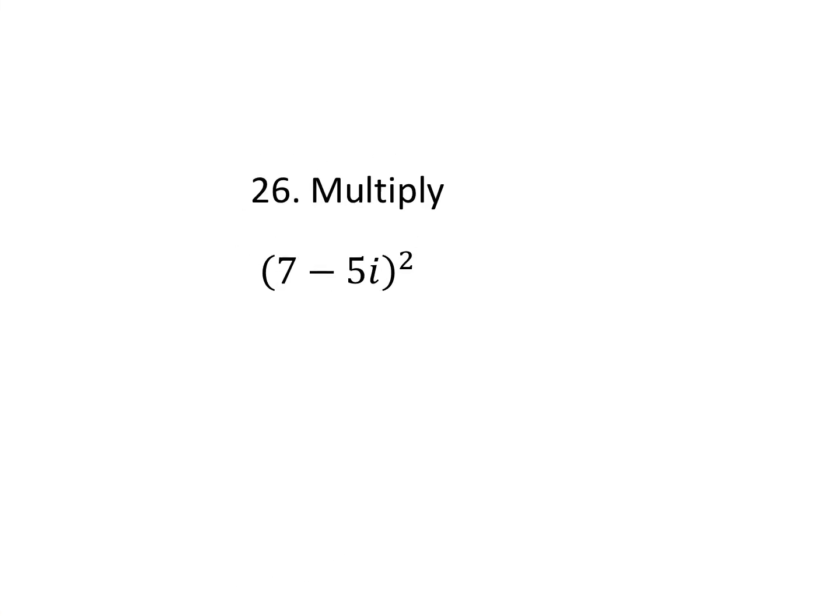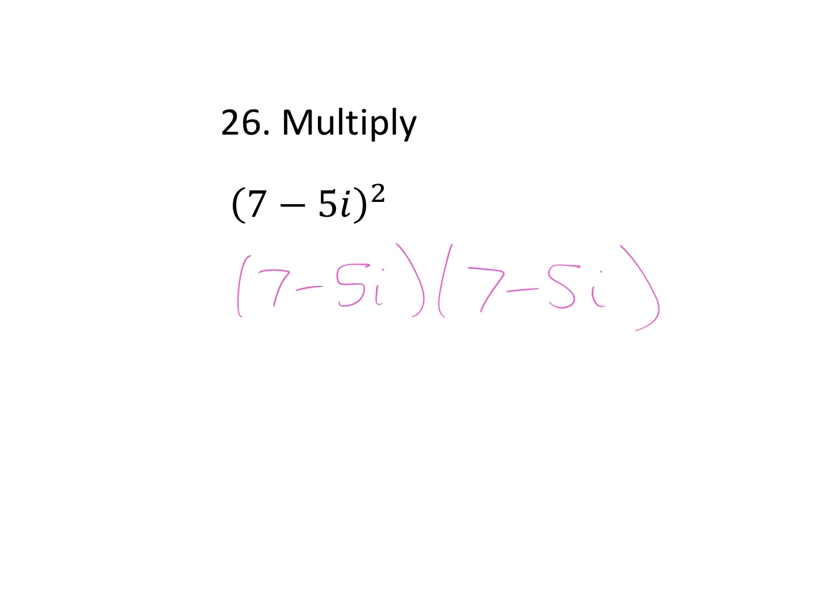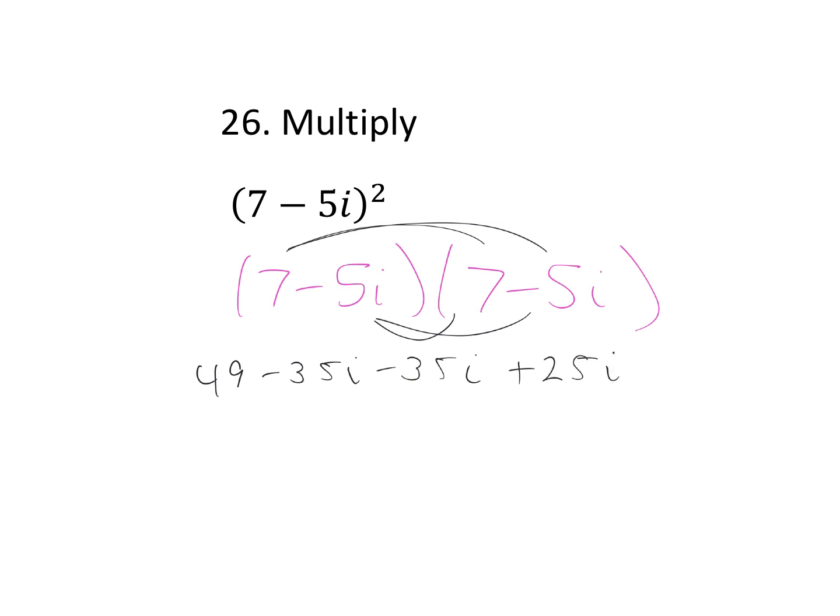All right, what does this mean? I have to FOIL it. I have how many 7 minus 5i's? 7 minus 5i, 7 minus 5i. We're going to FOIL. Are my i's going to cancel out? No. Why are they not? Because the signs are the same. Good. So 7 times 7 is 49. 7 and negative 5i is negative 35i. Negative 5i and 7 is negative 35i. Negative 5i times negative 5i is plus 25i squared.